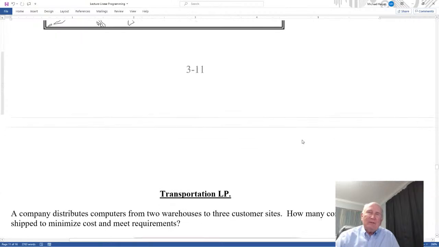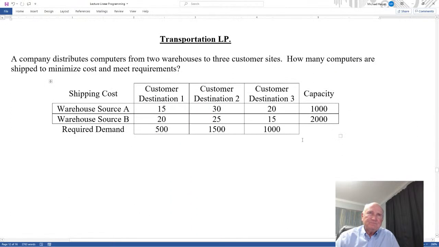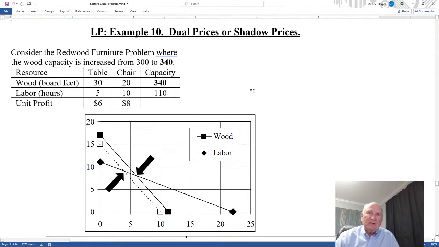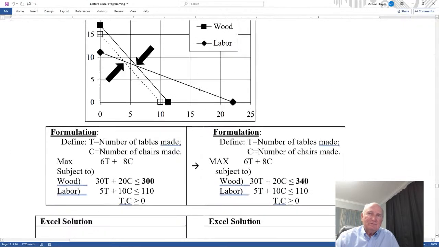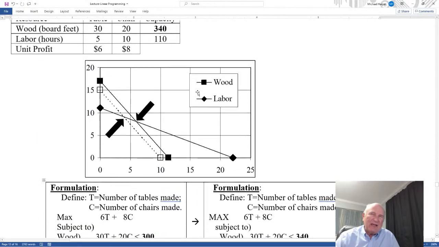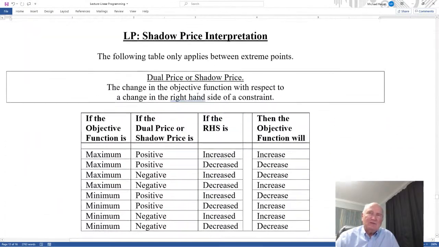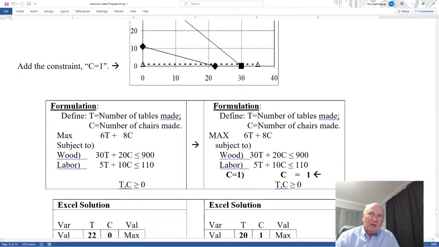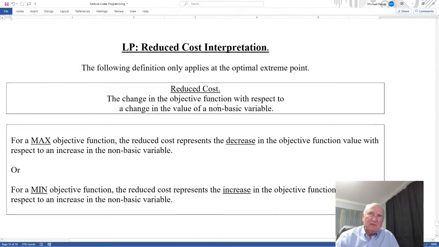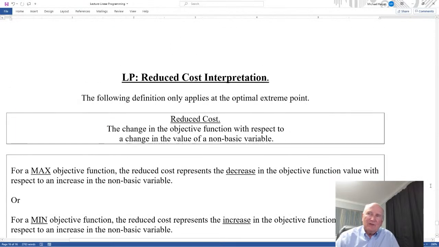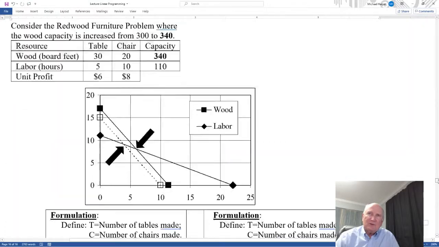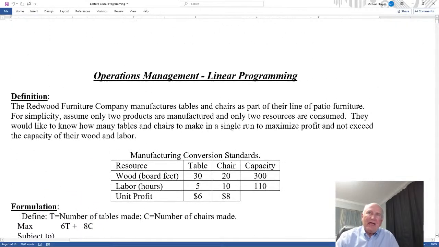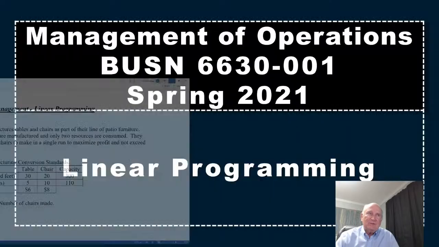Now down below here, I'm not going to cover this. Down here, I have the dual price shadow prices. I illustrate those. I mentioned them here. I also develop the interpretation of the shadow prices. I also develop the reduced cost and also the interpretation. We're not going to do that in this course. It goes beyond this course, more of an analytics course. But that's really all I have for this lecture.